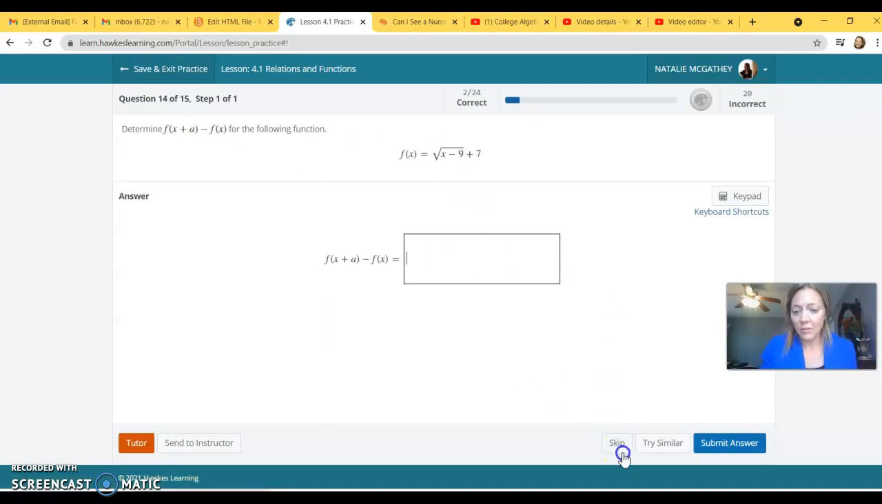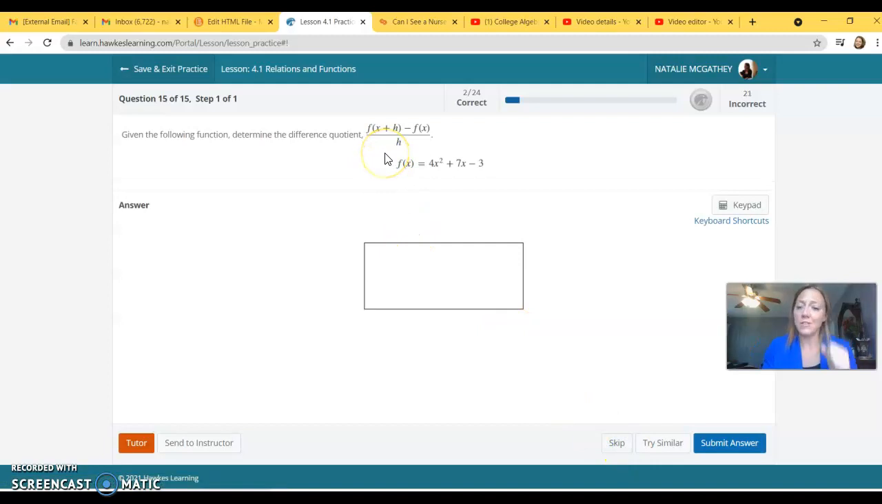All right, this is similar to a difference quotient problem. And here's another difference quotient problem.